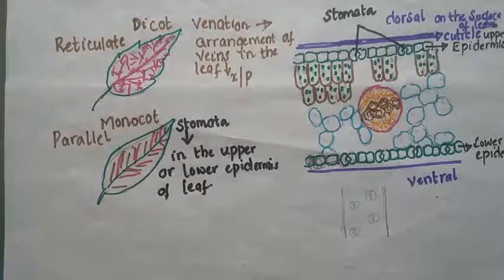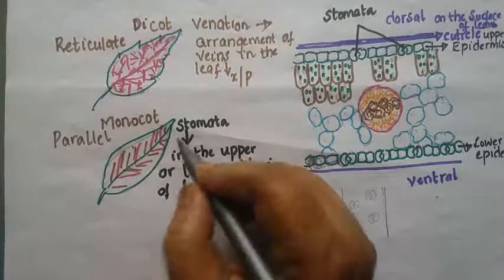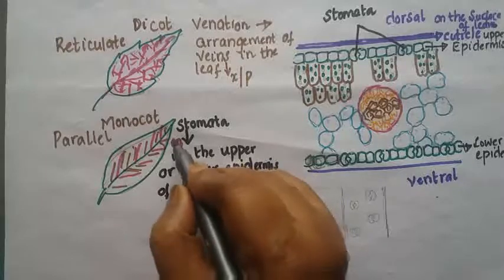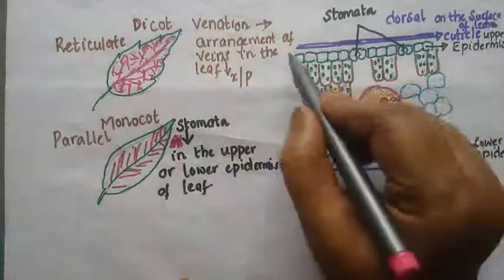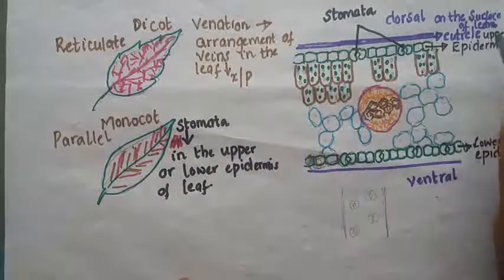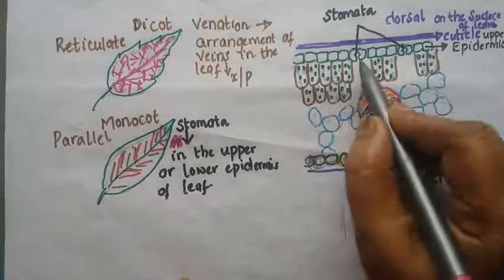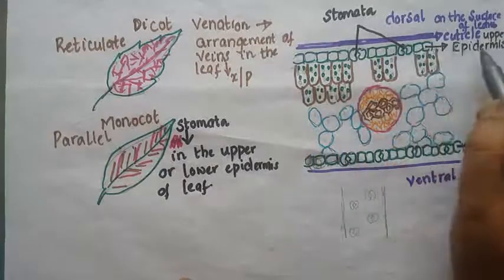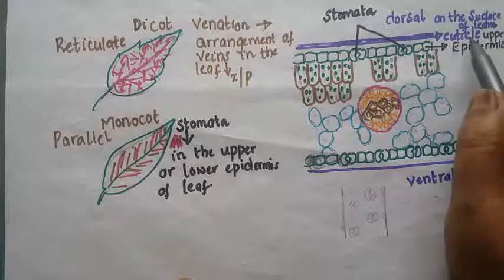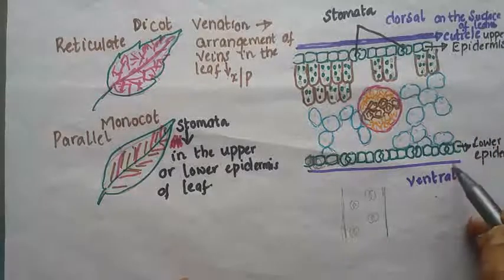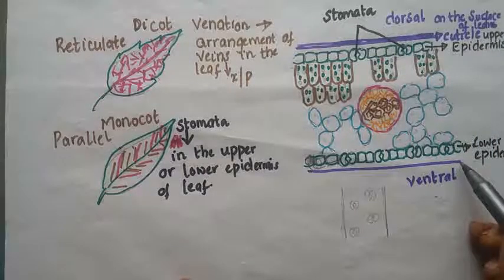By chance, instead of writing "in," if you write "on," you lose marks, because we don't find the stomata on the surface. They are found in between the epidermal cells of the epidermis, that is, in the dorsal side or on the ventral side. So you have to be very careful.